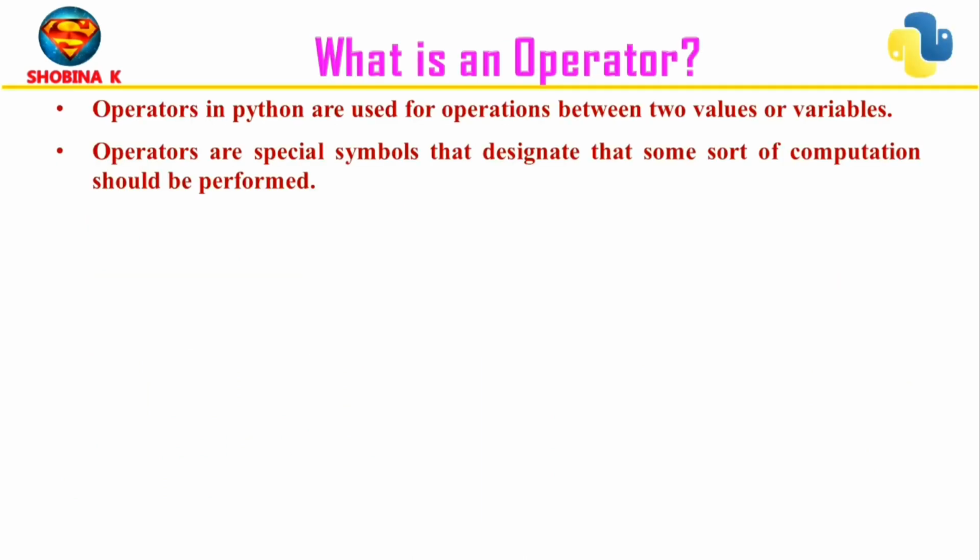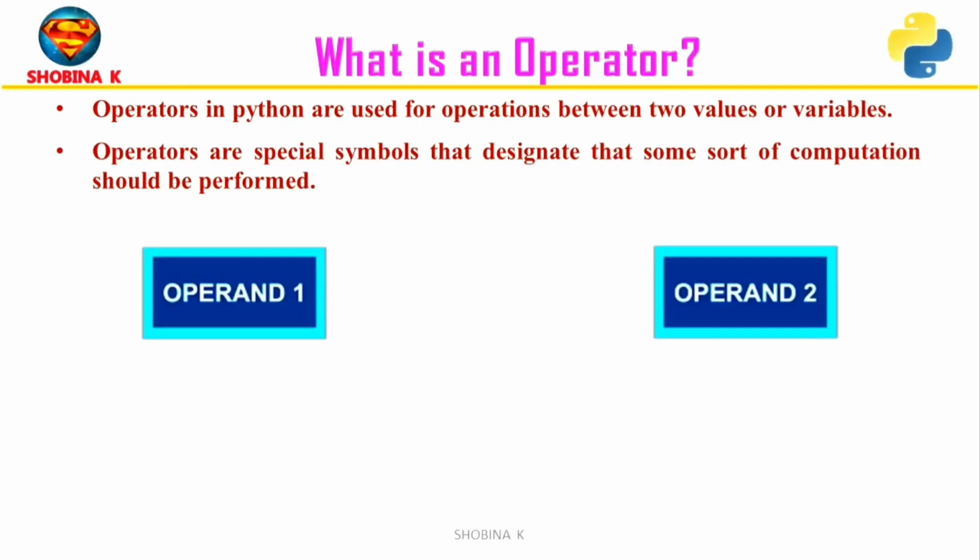An operator is used to perform operation between two values or variables. Now we can call the operators as constructs or special symbols to manipulate the values of operands. Now you must be wondering what an operand is. So the value that we use in operation is known as operand. These operands can be variables or any data type that we have in Python.